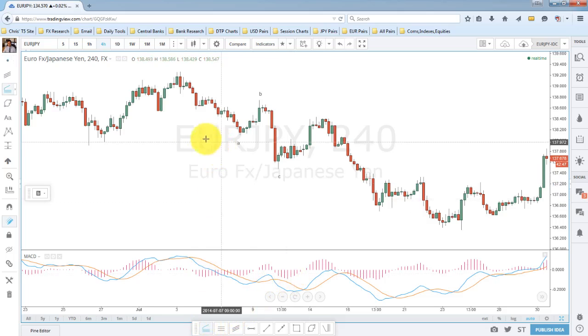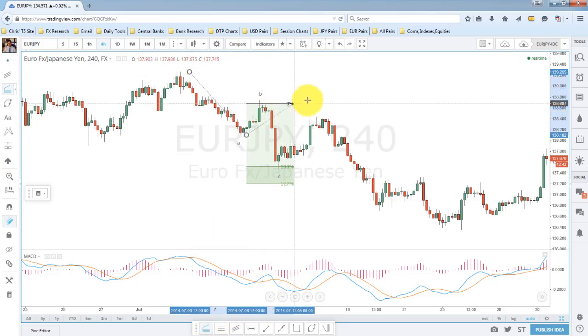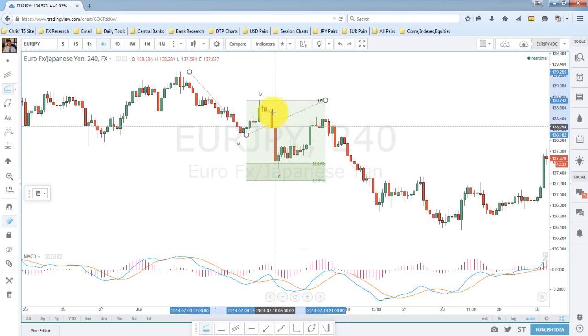Now, if we get our measurement tool, we can measure this out. A, pull it back to B, and use our C wave target. It came just through equal legs, just through 100%, and I'll call that equal legs most of the time, and found support. So A, B, C, C moved to the 100 to 127% zone, and that's where we found some support.